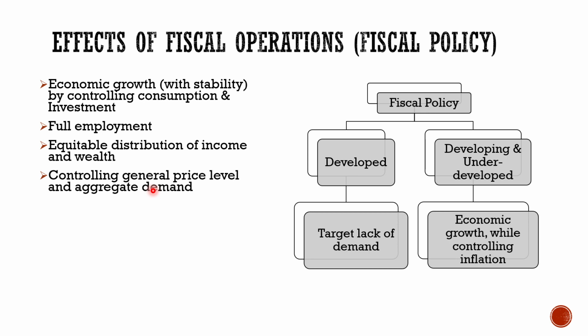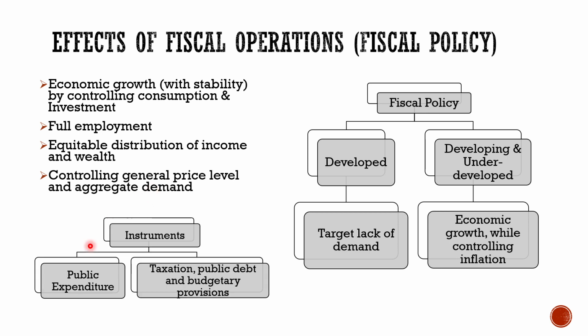Now, you would be wondering what those instruments are. The first instrument is public expenditure. By increasing and decreasing public expenditure, we can control the general price level and aggregate demand, and by controlling these two, we can control consumption and investment, and thereby the economic growth.